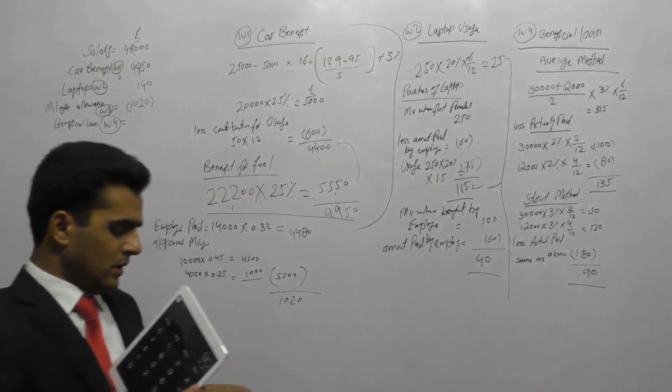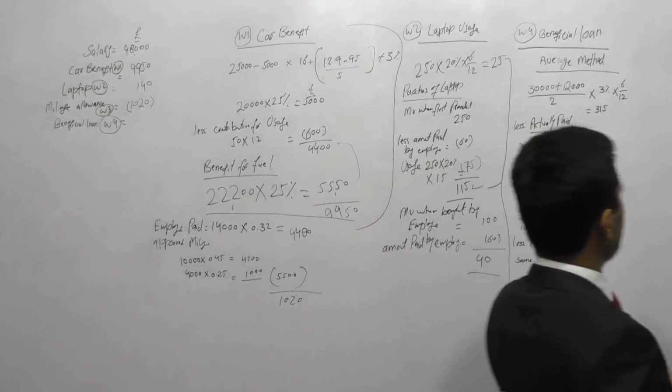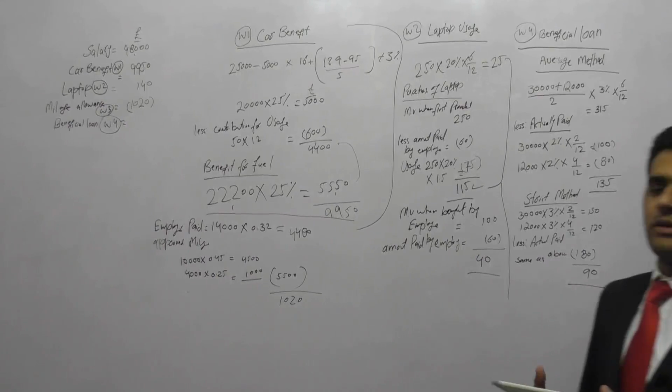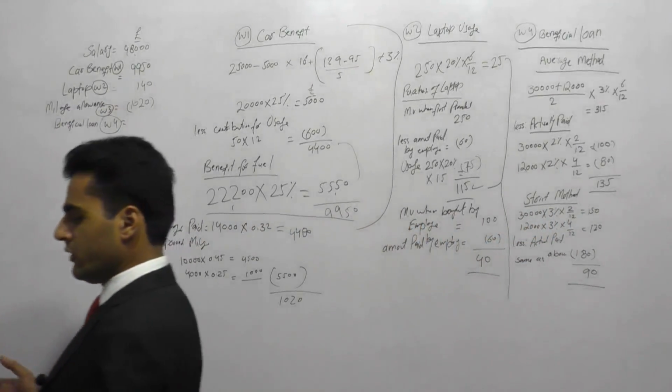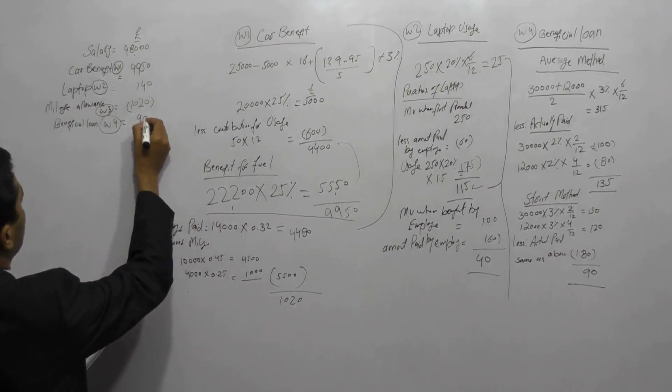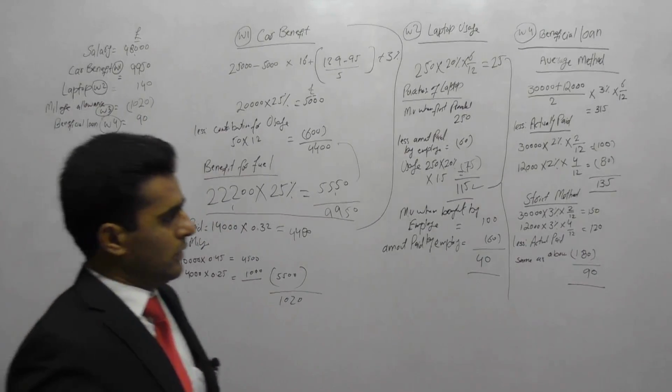So while we calculated the beneficial loan in the average method, the total was 135, and under the strict method, the total was £90. Now, we know the rule: when the question is silent, we choose the lower one. The question is silent, it does not say anything, so we'll choose the lower one. The lower one is £90, so let's put £90 here. That is the amount of beneficial loan.